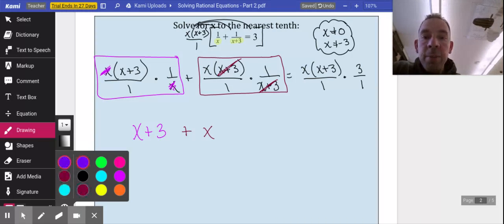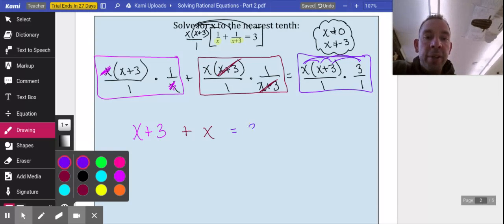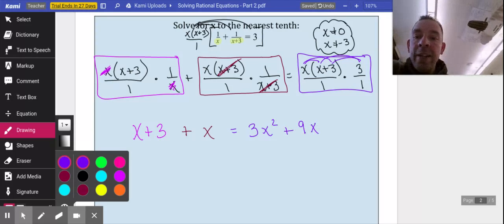Now on this third one, there's nothing to cancel out because the denominators are all just 1s. So I'm going to distribute my x to make x squared plus 3x, then distribute the 3 into there. So you'll end up with 3x squared plus 9x. All right, now we're off to the races.